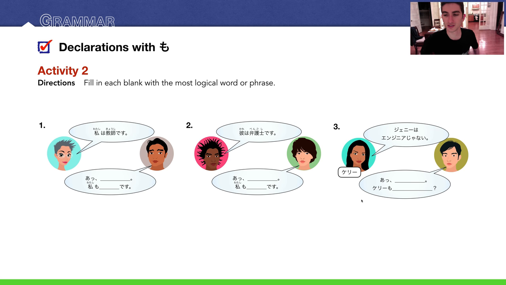So, what could he be asking? Probably, he's saying, response, oh, really? Are you also not an engineer? Or literally, is Keri also not an engineer? But because her name is Keri and they're talking directly to each other, in English, we don't say the name. We say you, right? ケリもエンジニアじゃない。 There, the answer's in bold.